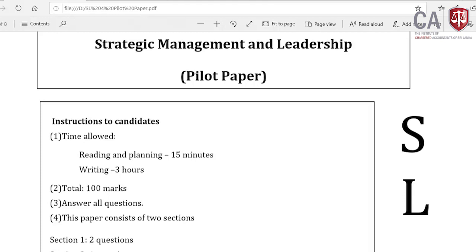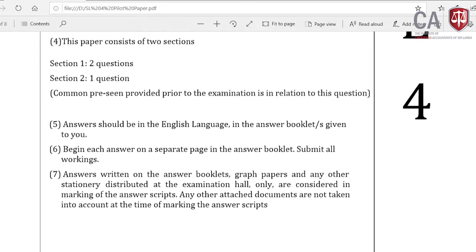Then total 100 marks, answer all questions. This paper consists of 2 sections: section 1, 2 questions; section 2, 1 question. The common pre-seen provided prior to the examination is in relation to these questions. Yes, already we have read that. Section 2, there is 1 question. That question is based on the common pre-seen given before the exam. We went through that particular pre-seen.